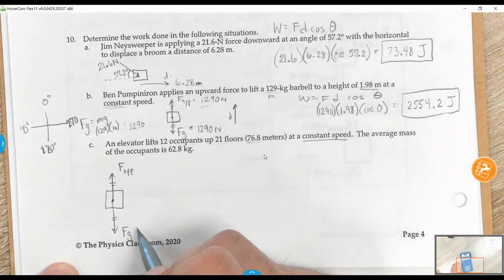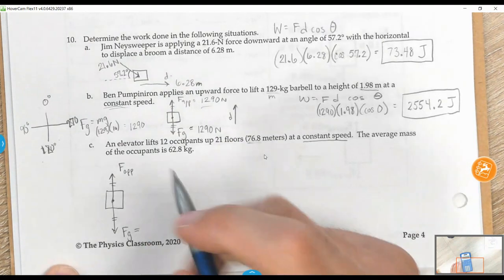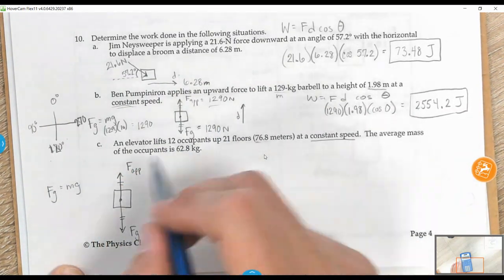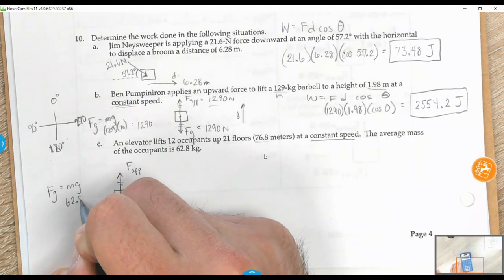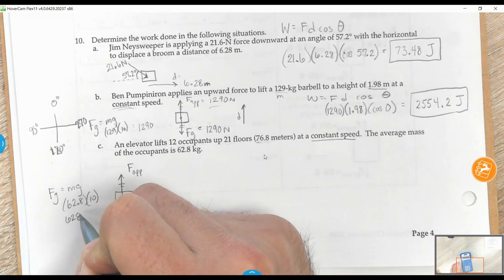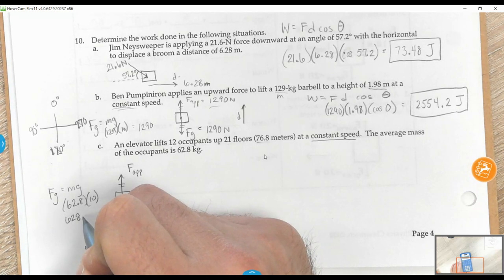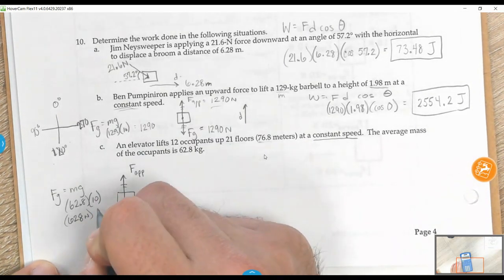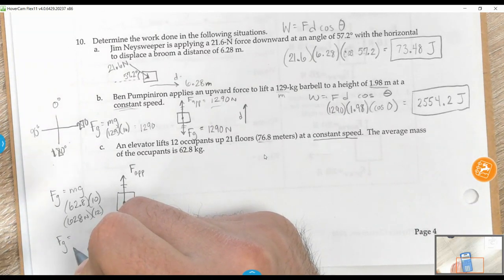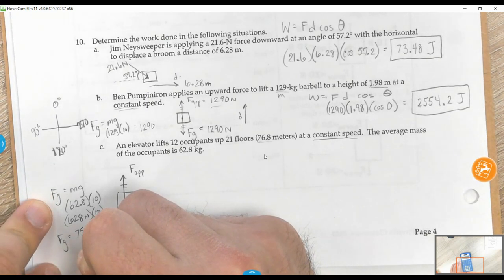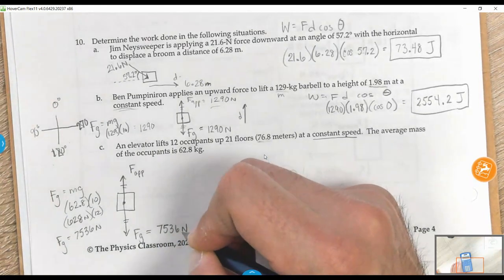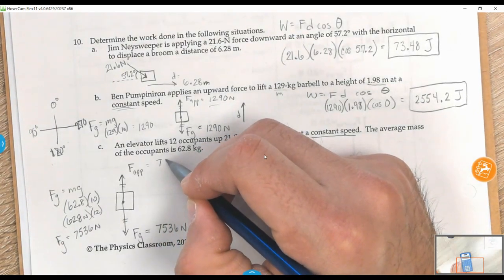There are 12 passengers. So remember, what is the equation for Fg? Okay, Fg is mass times gravity. It says the average mass of each person is 62.8 kilograms. Gravity, we're using 10. So the average person should weigh 628 newtons. But how many people are on there? 12. So we would need to multiply that by 12 to get the total weight. So what is 628 times 12? Cranking out 7,536 newtons as my overall weight. So that means the applied force also needs to be that.